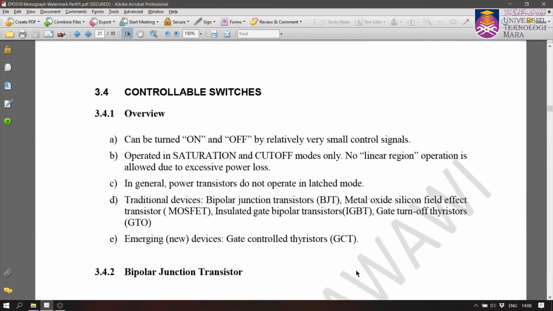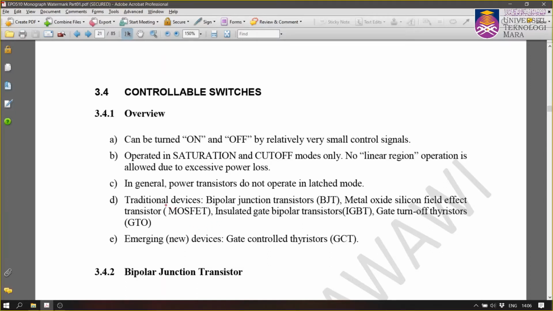Okay, now we jump into the controllable switches. The controllable switches, as we know, can be turned on and off by relatively small control signals. They operate in saturation and cut-off modes only. There is no linear region operation, and power transistors do not operate in latch mode. Traditional devices are BJT, MOSFET, IGBT, as well as GTO.